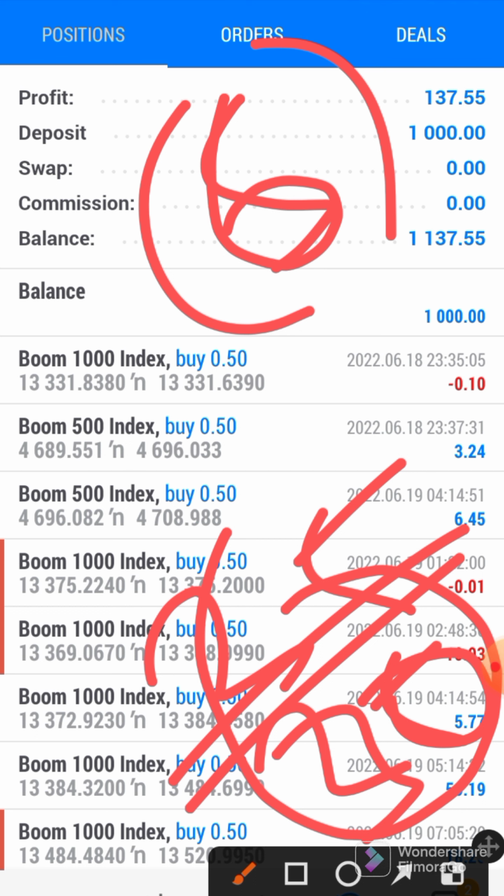Just know how to risk 1%, then you multiply it by 2, you'll get 2%. You multiply it by 5, you'll get 10%. That is how I calculate my risk percentage based on how I'm trading Boom and Crash.